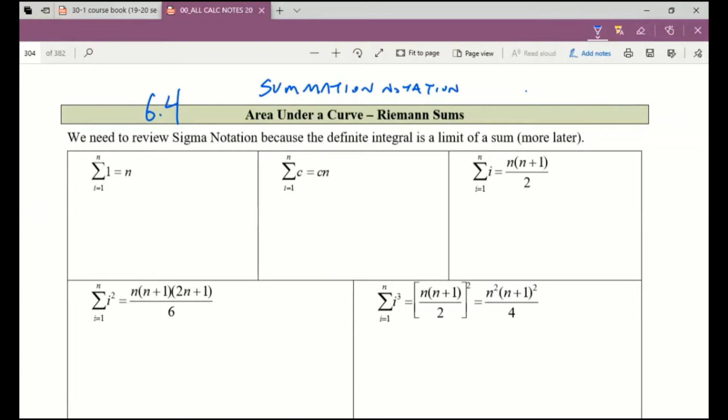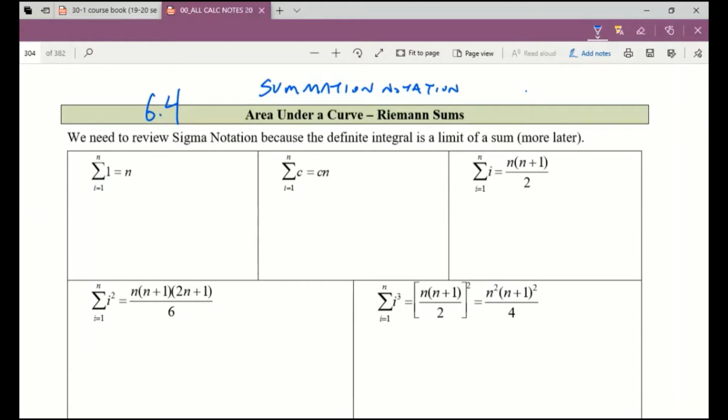So in this first one, this is the summation of 1, and this is what we are summing. Now we also have these other pieces going on. We have i equals 1 below it, and we have n above it. That tells us how many terms we are going to add up, whereas the 1 tells us what we are adding.